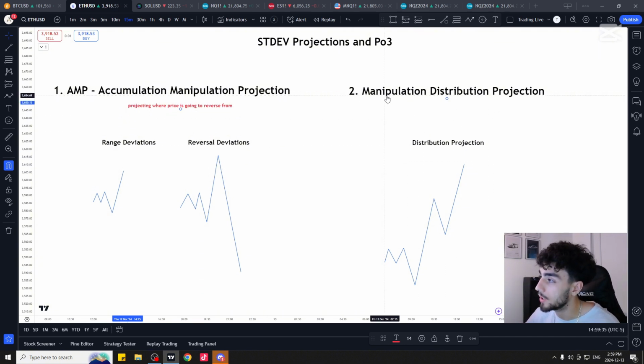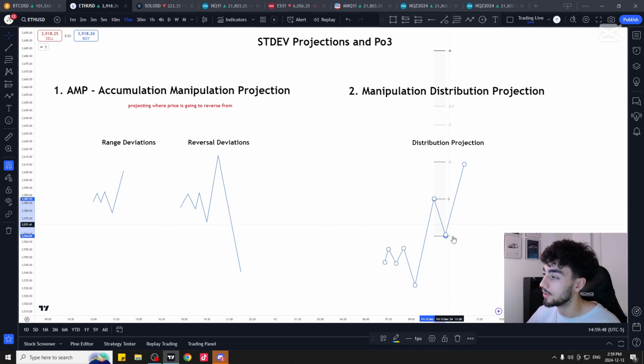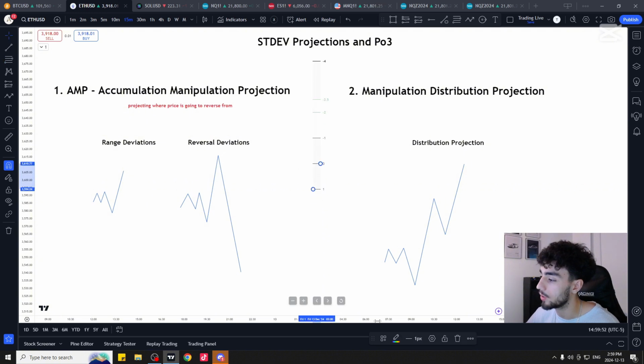This is where I use manipulation distribution projection. So once you have your manipulation leg, you can project it and you can expect where price will go. All right, and that includes the retracement leg. You can use that as well. So I'm going to quickly go over my settings for each one.